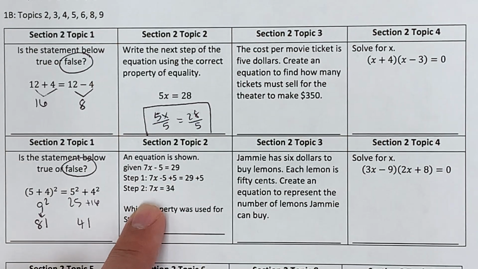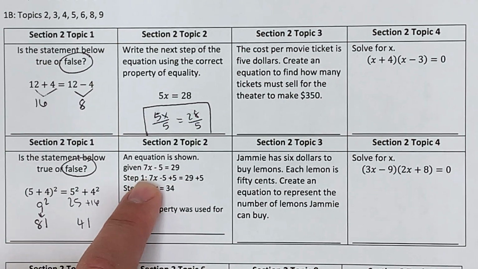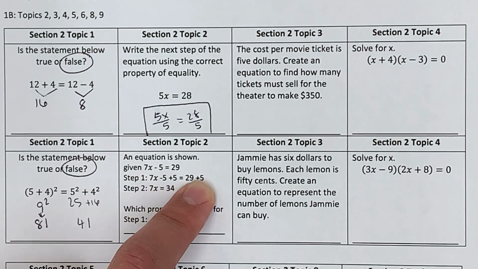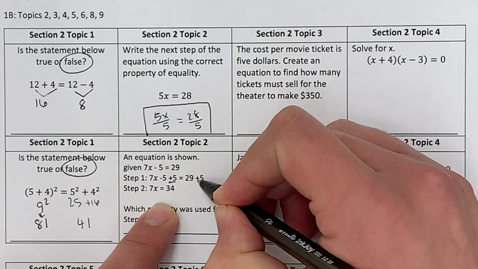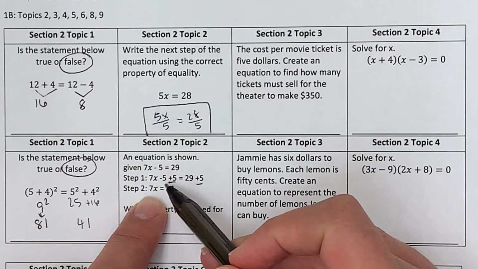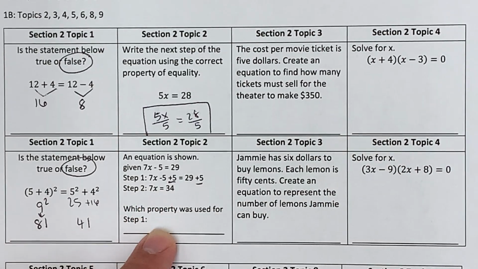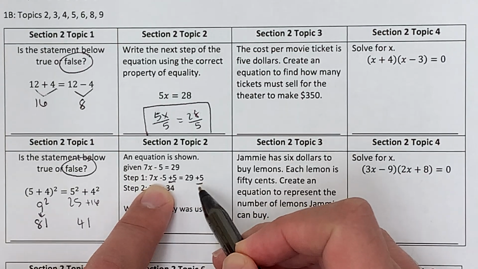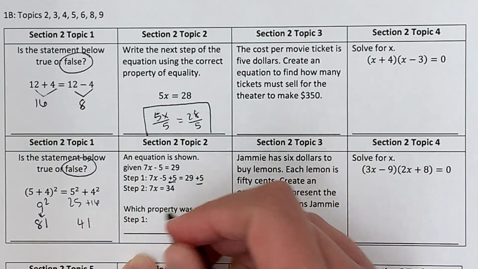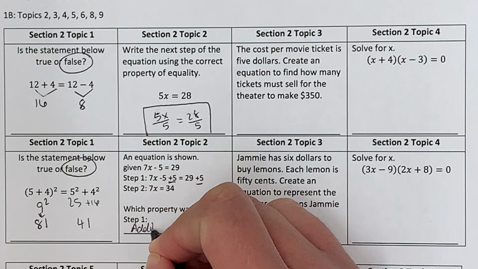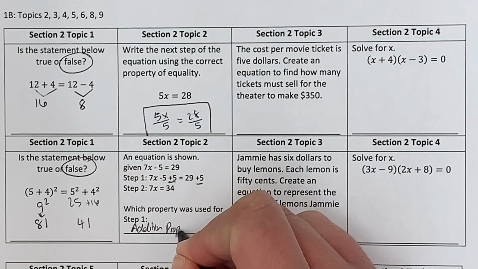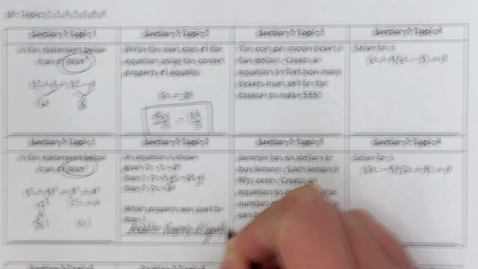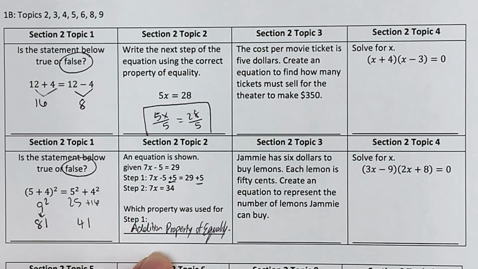All right, down below, an equation is shown. So 7x minus 5 equals 29. In step 1, it looks like we're adding 5 to both sides, right? And then step 2, these 5s cancel out. 29 plus 5 gives us 34. So which property was used for step 1? Well, we added 5 to both sides. So that's that addition property of equality. Addition property of equality.